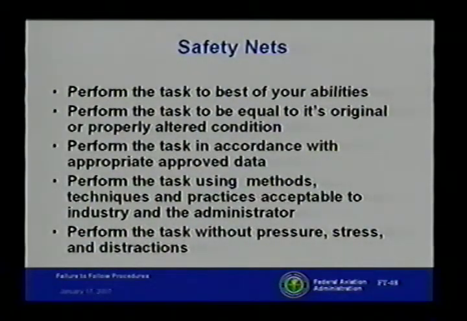Properly altered condition means it's done in an approved manner. Perform the task in accordance with the appropriate approved data. I think I just covered that. Using the methods, techniques, and practices acceptable to the industry and the administrator. And the industry out there, we have the safest industry in the world, and there's no doubt in my mind about that. There are stop gaps in place all over the place. And usually when the chain of events does not get broken, it's because a stop gap is ignored. It's either ignored or it's overridden. Because most all the time we find that there was something there that should have keyed us that this is going to happen or something's going to be a problem.